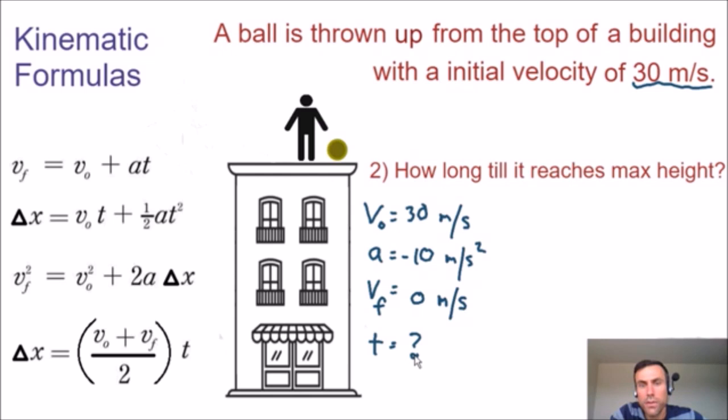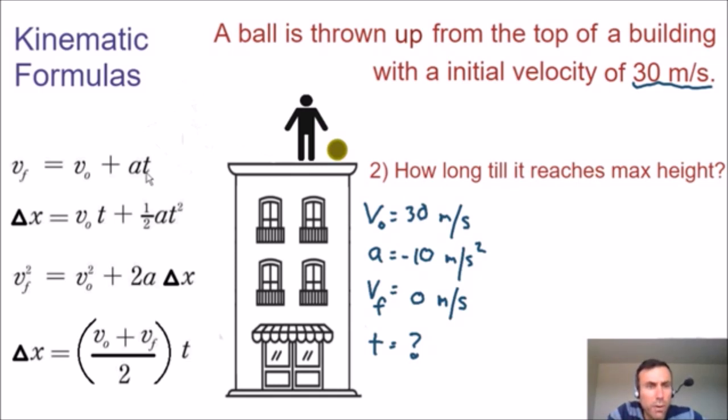So now we can use all this information to figure out which formula we're going to use. We have initial velocity, acceleration, final velocity, and time. Okay, and notice how this first formula has all of those variables. We have final velocity, initial velocity, acceleration, and time. So we're going to use this first formula to find t, or to find time.